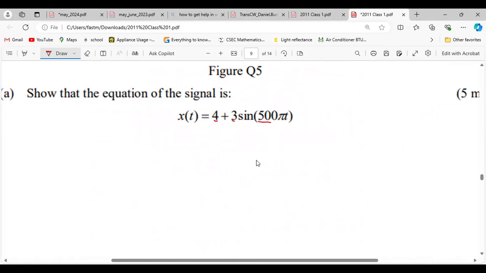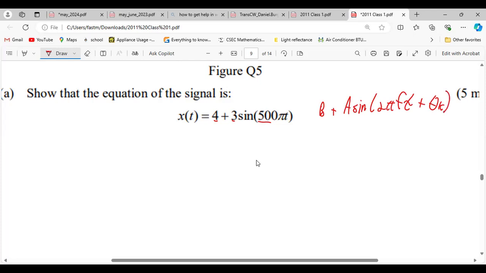So we could say A, but I'm going to use A because that might confuse you. So B plus A sine 2 pi f t plus theta here. Looking familiar?